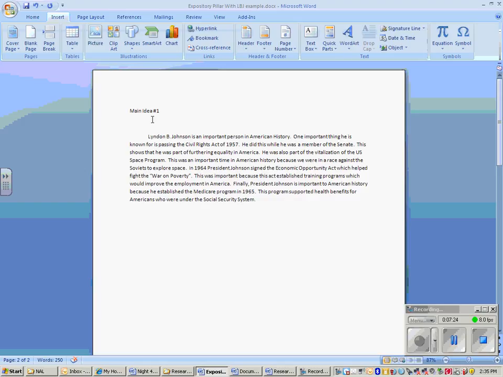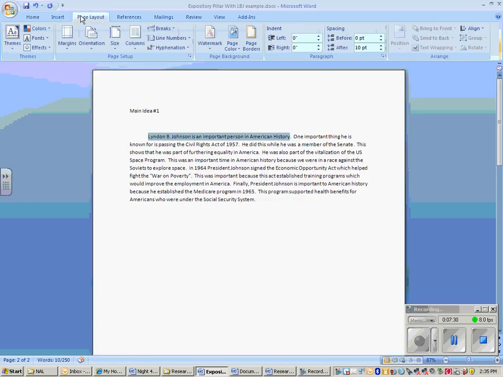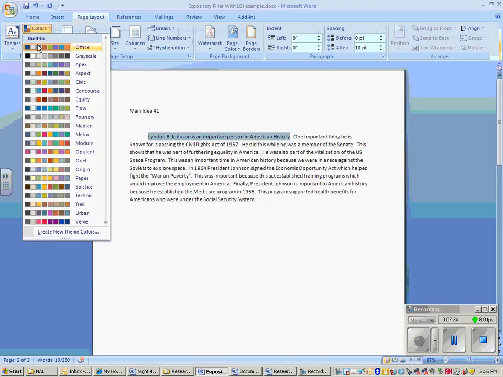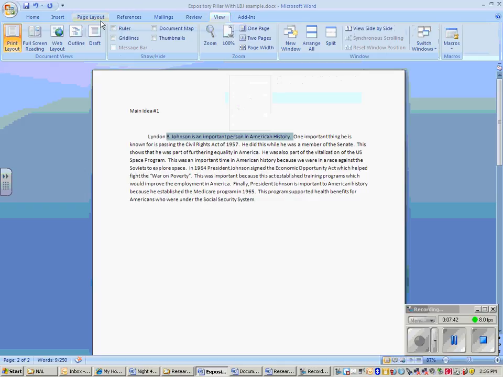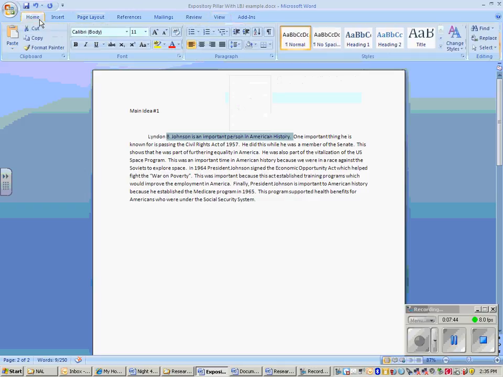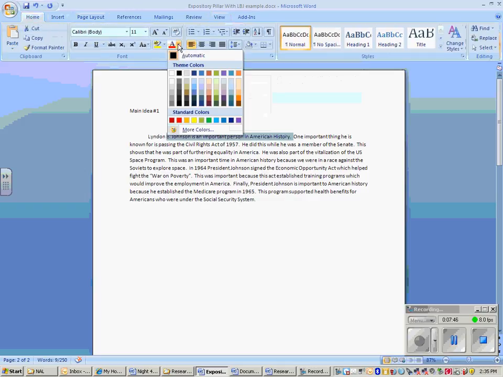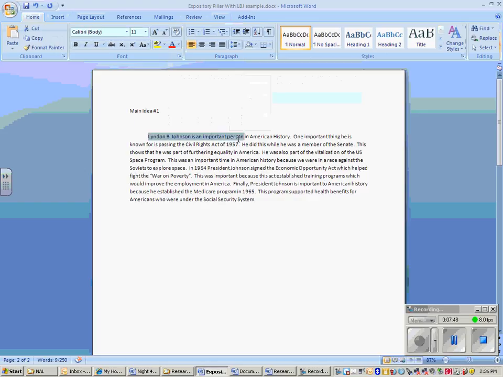So, in my details. So right here, this sentence was my main idea sentence, and I'm going to make this a color so that it's easy for you to see. Okay, so Lyndon B. Johnson's an important person in American history. I'm going to make that red. That's my main idea sentence.